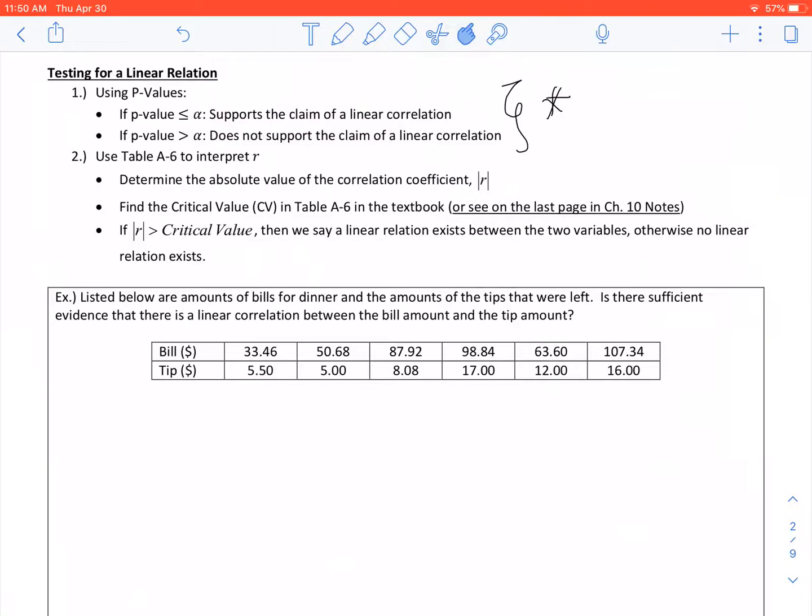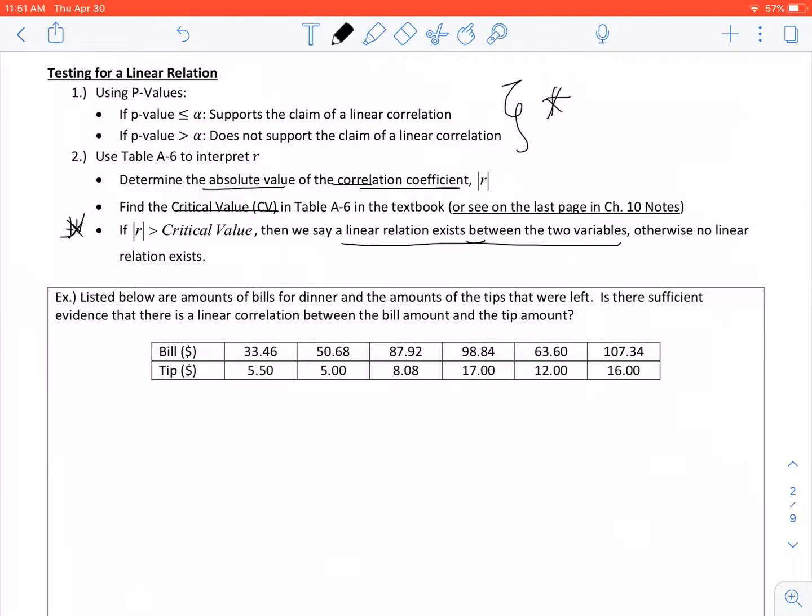So we're going to determine the absolute value. Remember, absolute value is going to make that value of the correlation coefficient always positive. So we need to find the absolute value of r. We need to find the critical value in table A6, which is in the back. And we're going to say, I'll give that a star, if the absolute value of r is greater than the critical value, then we say a linear relation exists between the two variables. Otherwise, no linear relation exists.